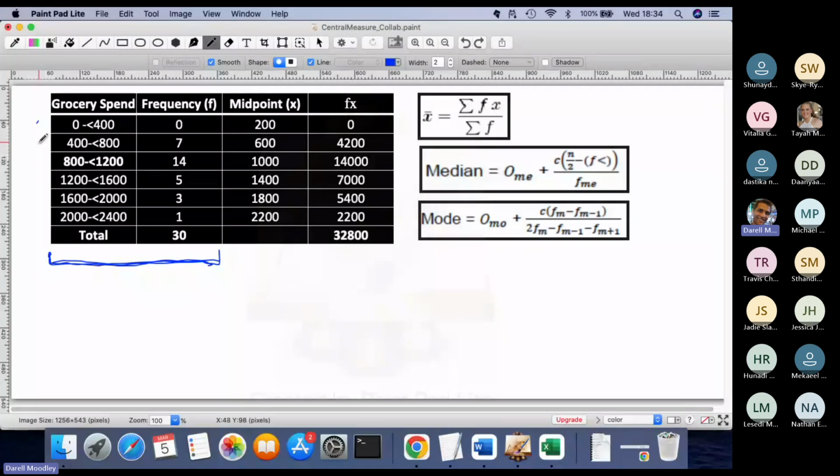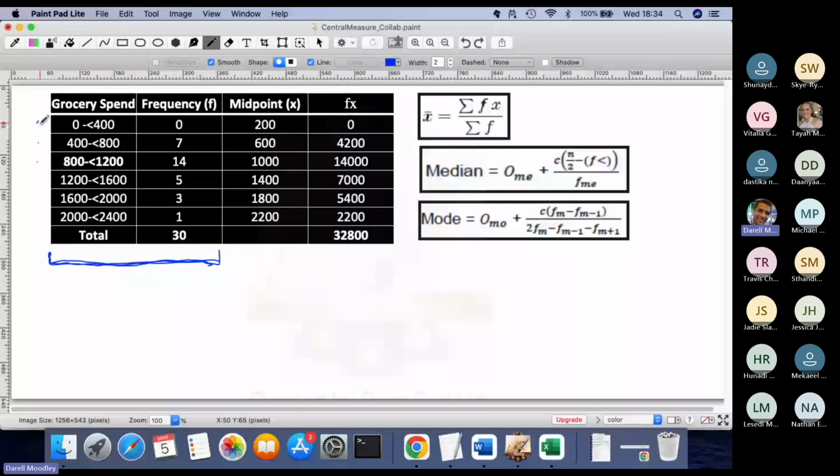In the next row, the band has increased. So now it goes from 400 to 800. And here it's telling you that 7 people spend between 400 and 800. And then we do it for the next row. Now it goes from 800 to 1,200. And here we have the most amount of people, which is 14. Most people spend between 800 and 1,200 Rand on groceries.